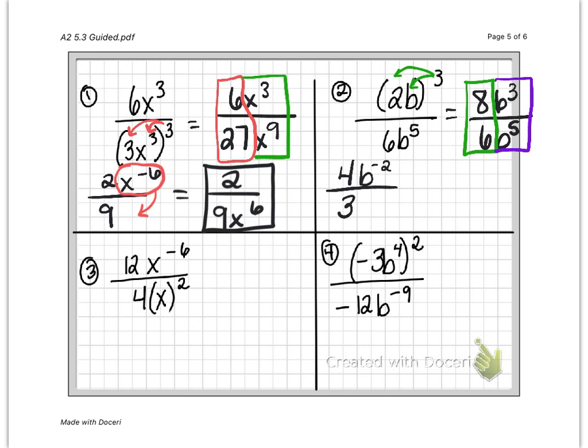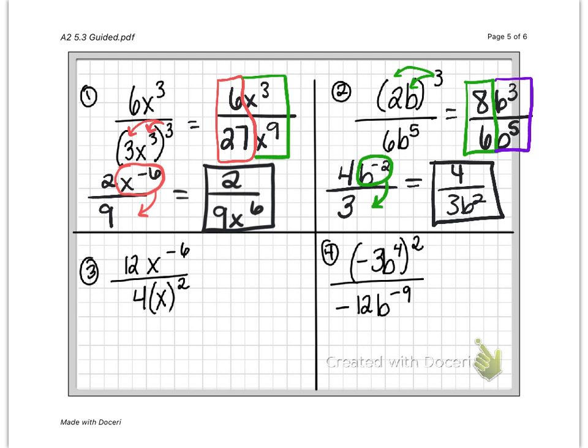3 minus 5 would give me b to the negative 2nd. And what's my last step? Switch it to the... Good. We're going to bring the b term below so that its exponent is positive. Don't move the 4. That's fine. We just move the b. So we get 4 over 3b squared. Okay? All right, let's try number 3.